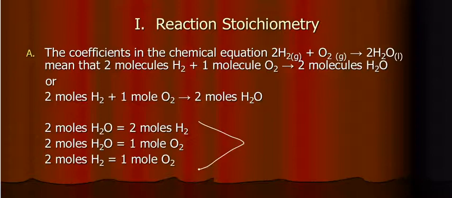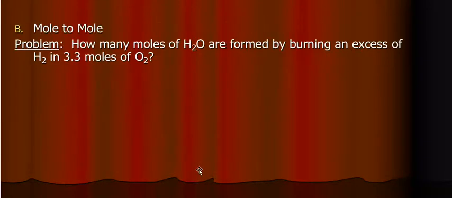So 2 moles of H2O equals 2 moles of hydrogen. We can use that as a conversion factor. And the same thing with those other coefficients there as well. We can do a mole-to-mole problem. Go back to the previous balanced chemical equation.